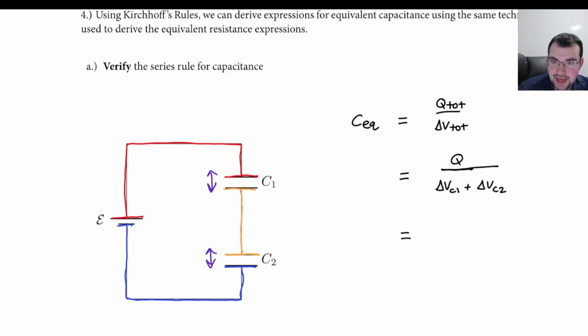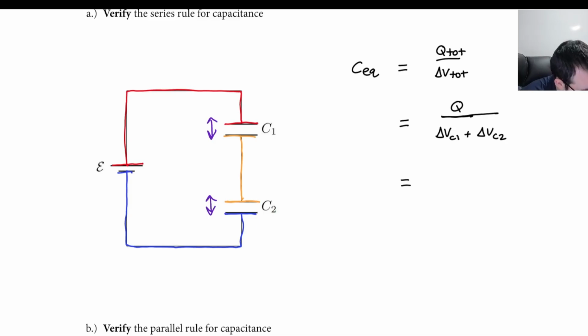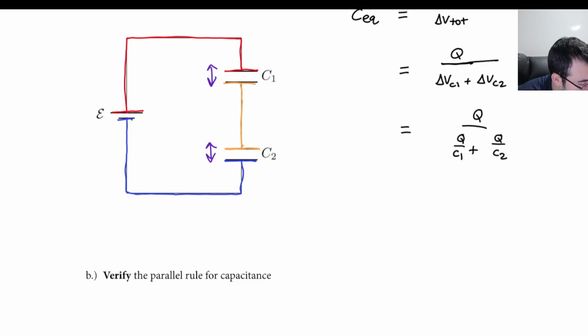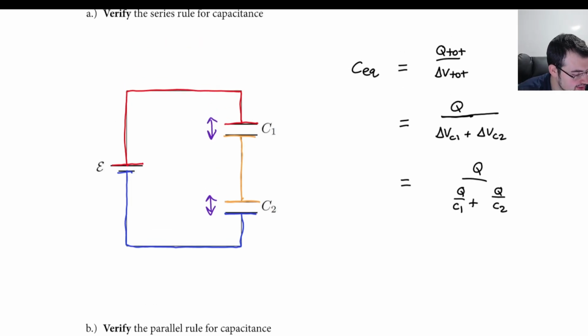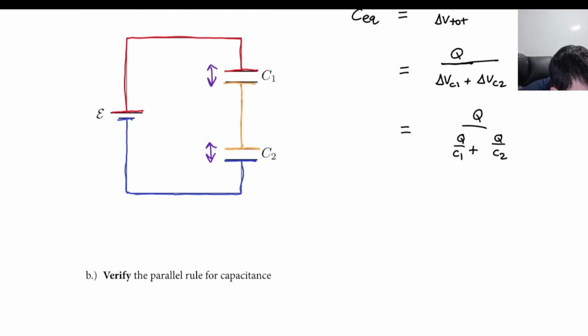And we do know what that is, because delta V is Q over C. So we get Q over C1 for the voltage drop across C1, and then Q over C2 for our voltage drop across C2. And notice this looks exactly like the resistor proof, where magically the Q all factors out because everything is proportional. So we get CEQ is equal to 1 over C1 plus 1 over C2.